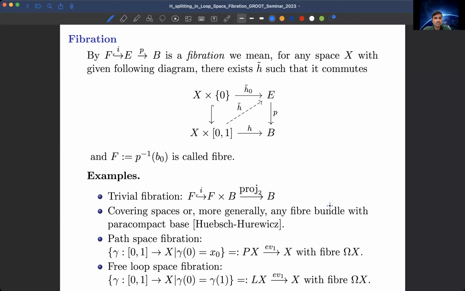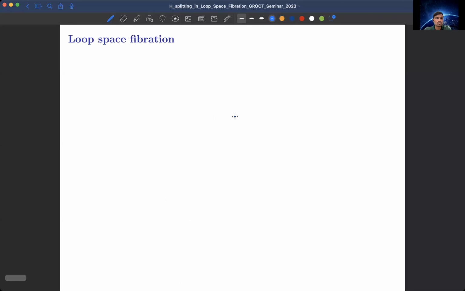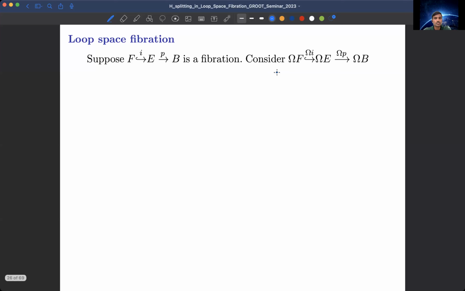Okay, so now let's come to our case, where we want to study loop space fibrations. Given any fibration F to E to B, we can take the respective based loop spaces with respect to the fixed base point. Suppose the base point here is f0, and the base point here we also consider as the image of f0.